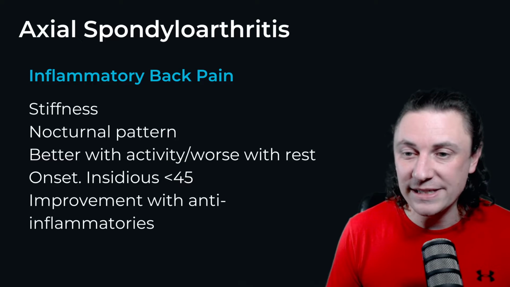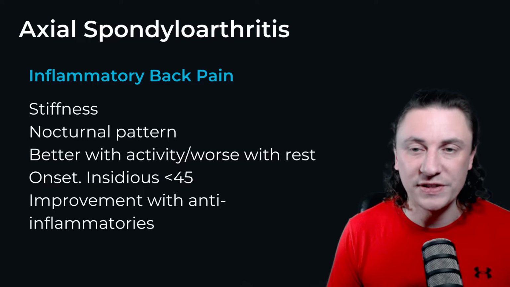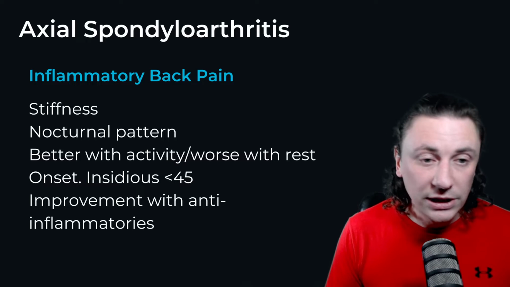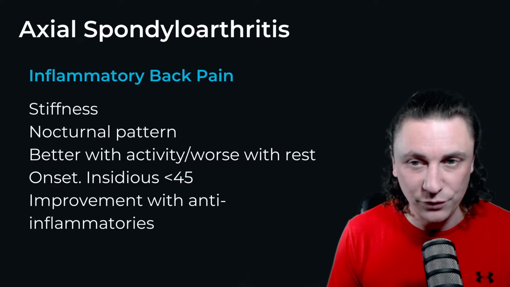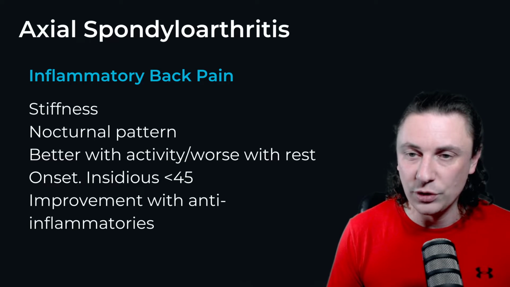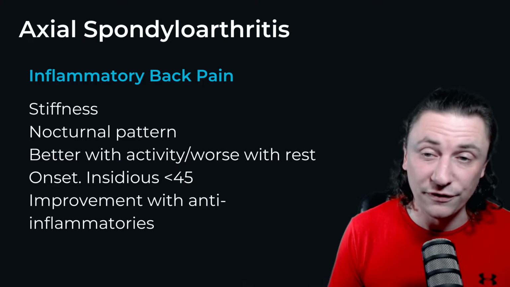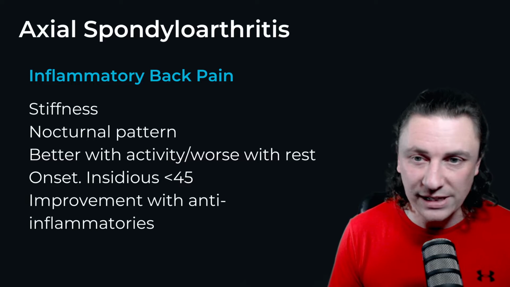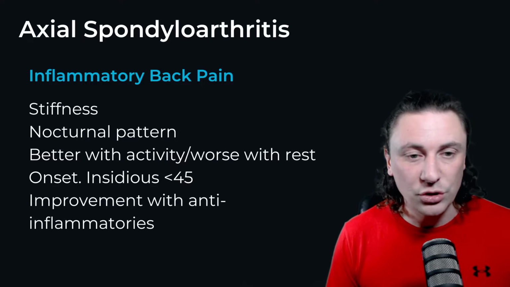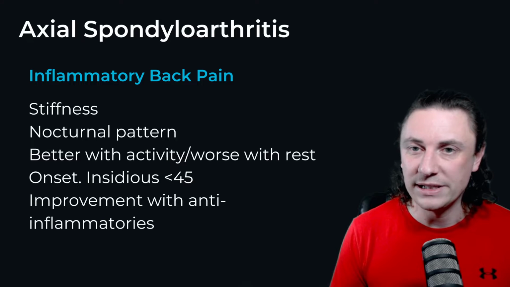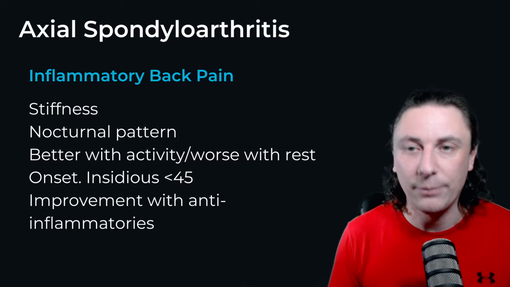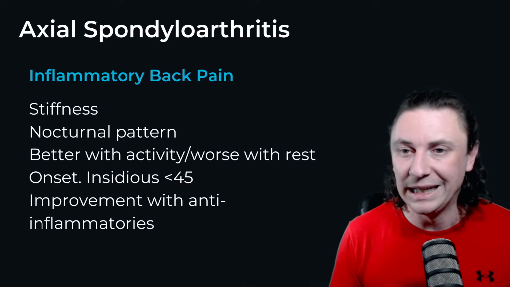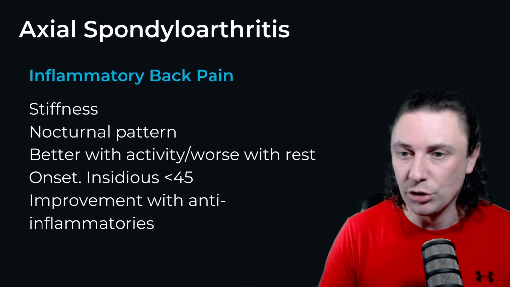These do affect younger people as well. So the onset is typically before the age of 45. We'll see about 90% of these patients onset their symptoms before the age of 40, 95% before the age of 45, and then just 5% after the age of 45. So it is a younger person's disease, and they do seem to improve significantly with anti-inflammatories. This kind of characterizes what we would term inflammatory back pain, and you will see that come up a little bit in these criteria as well.